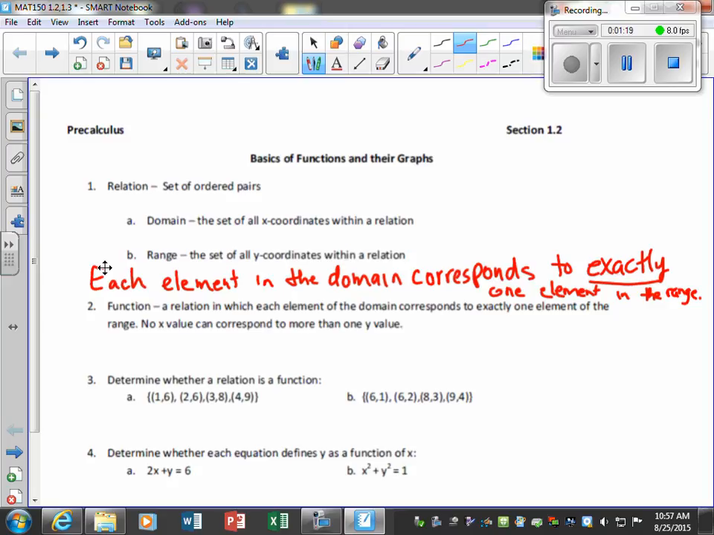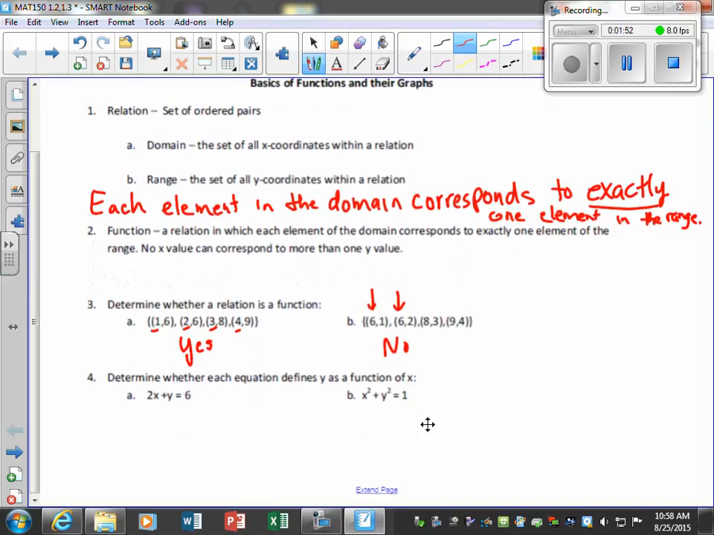So if we're given the relation in 3a, I'm going to give you a second to look at that, and you're just going to tell me yes it is a function or no it is not. So let's look at part A and part B. So yes, this is a function because every x value is different. And then we look at part B and we say no, this is not a function. In particular, the x value 6 has two different y values mapped to it. So this is not a function.